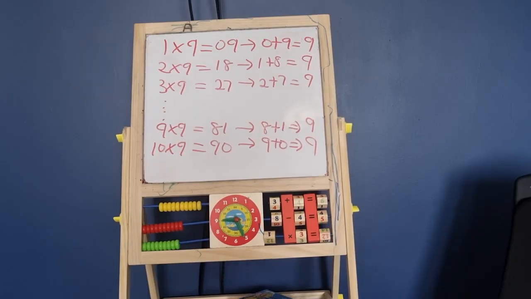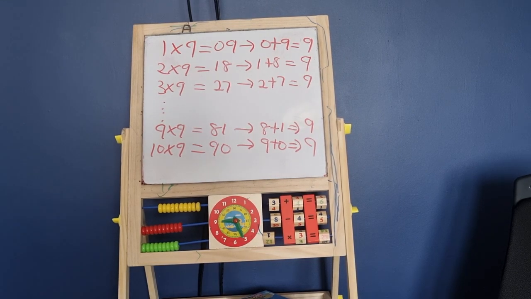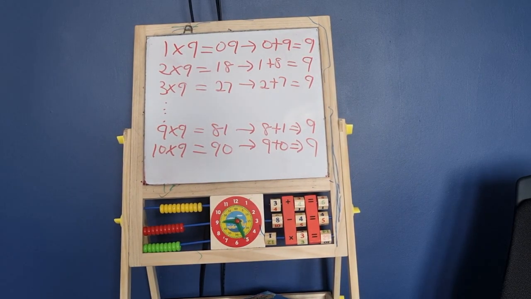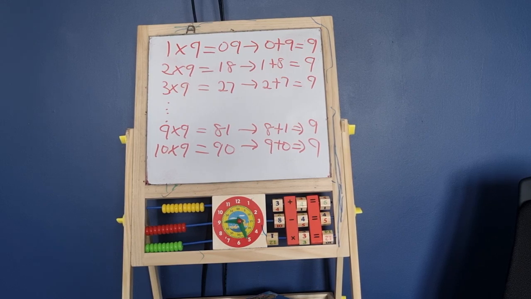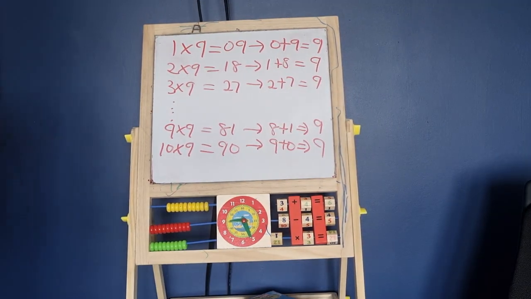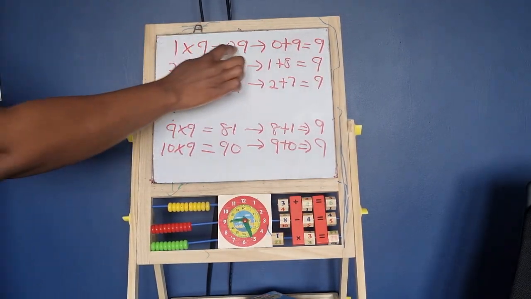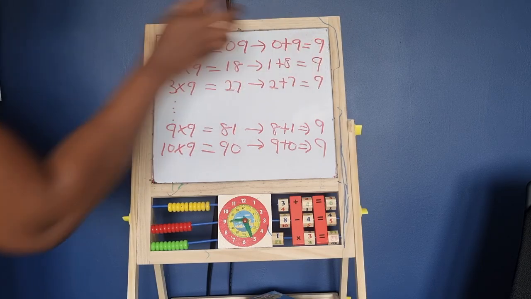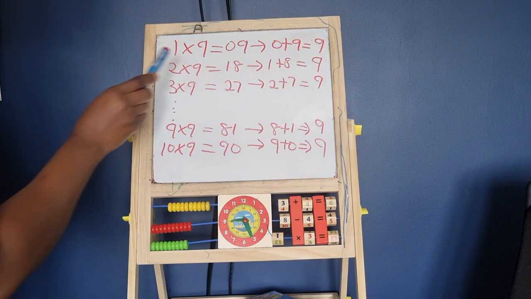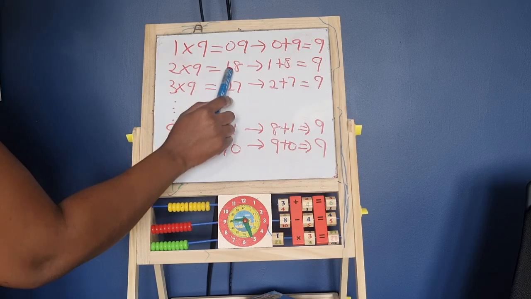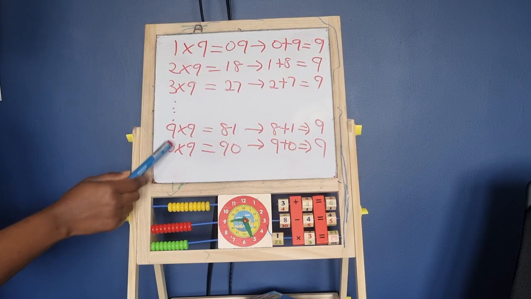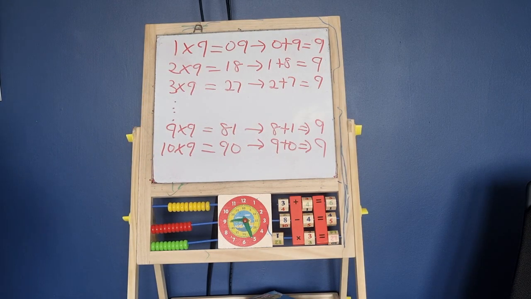Let's go. Have you ever noticed that the digits in the 9 times table always add up to 9? That is, when you have 9 times 1, that is 9. 0 plus 9 will give 9. 2 times 9 is 18. 1 plus 8 would give 9, and so on till you get to 10.